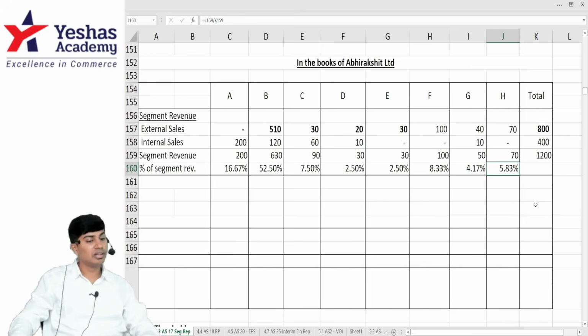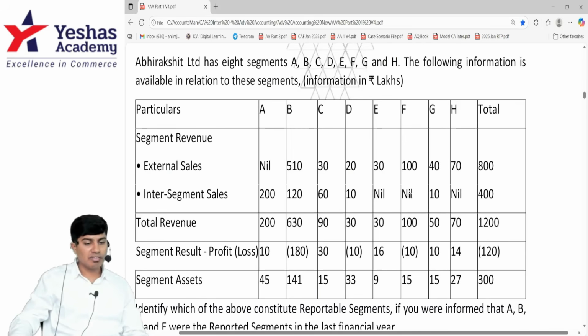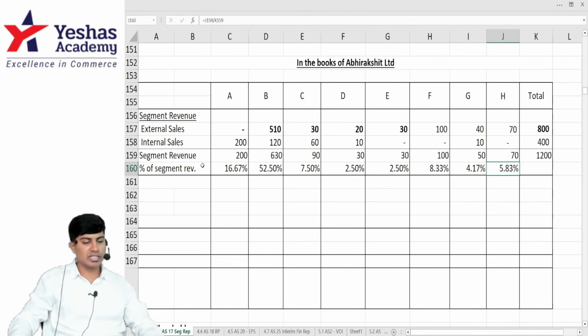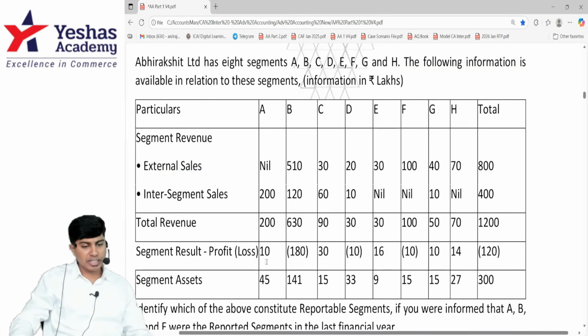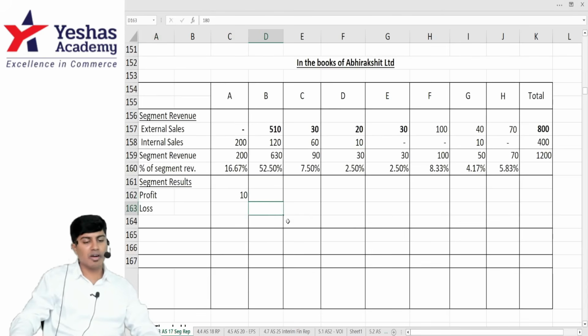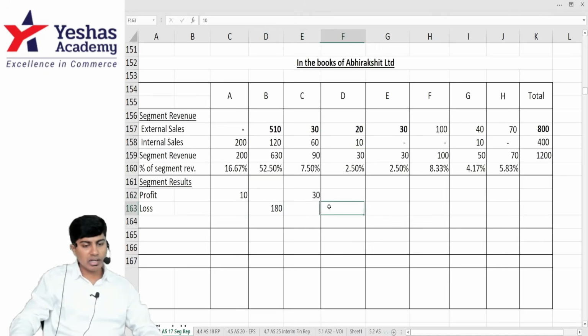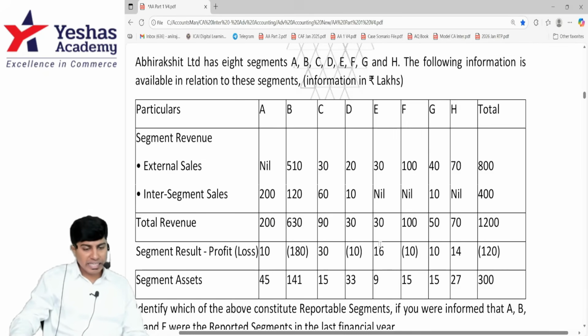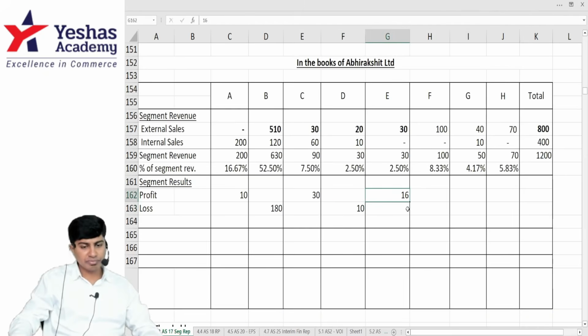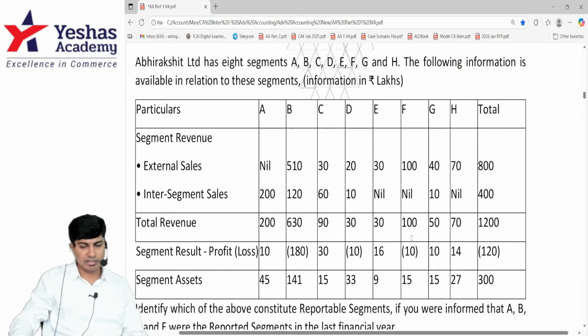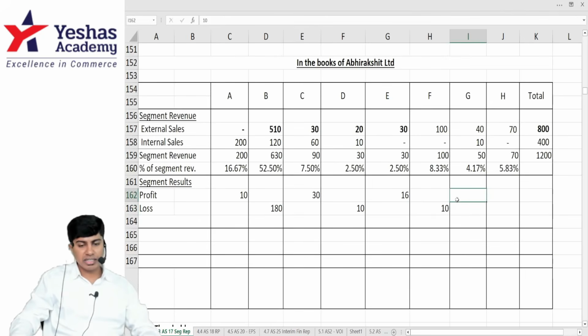Don't take conclusion. Come to the next part of the question. They have given profit and loss together. We will segregate, shall we? Profit loss. A, profit of 10. B, loss of 180. C, profit of 30. D, loss of 10. E, profit of 16. F, loss of 10. G and H, 10 and 14.